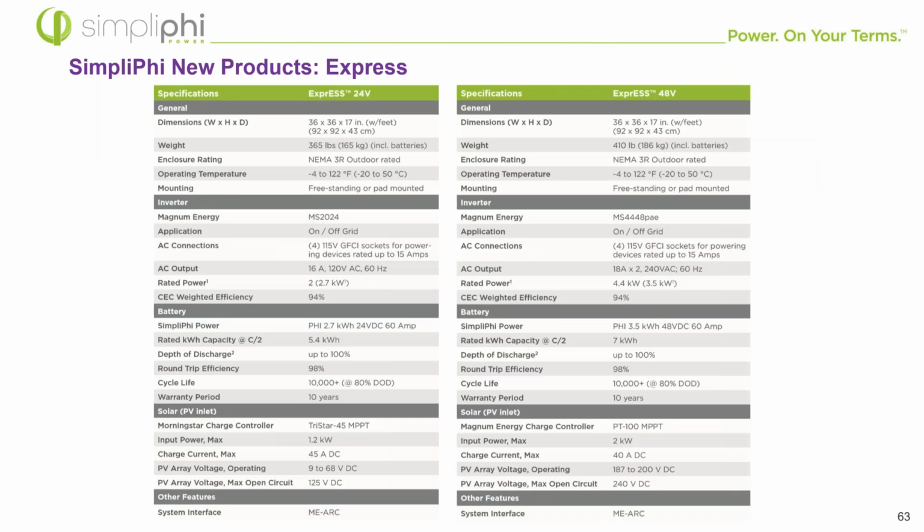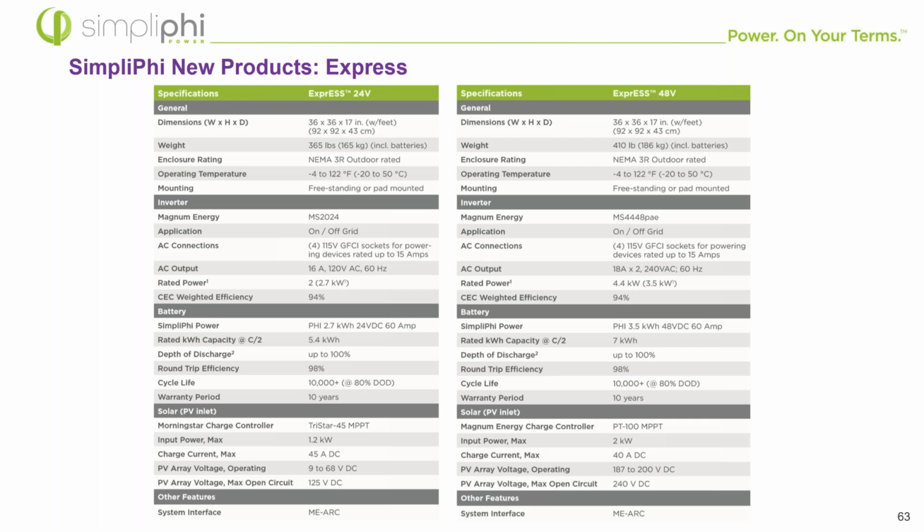The size difference: one is 5.4 kilowatt hours total, and one is 7 kilowatt hours total. If you do need 240 volts, so 120/240, we want to go with the Express 48 volt. If you only need 120 loads, the Express 24 volt has it covered.